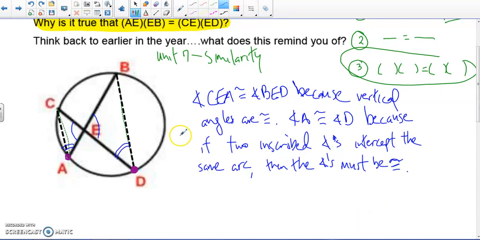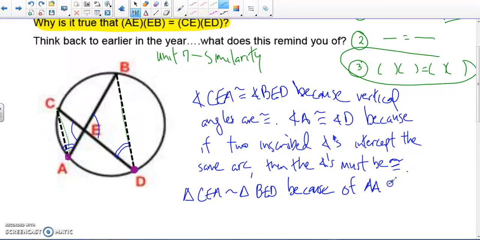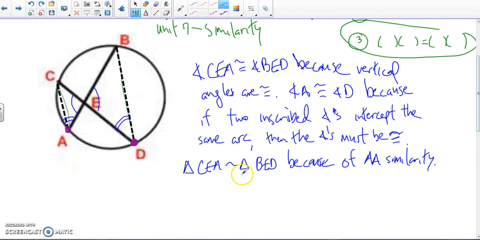So now I'm going to go a little quick here. We're done. We have our two pairs of angles. So now we can prove for a fact that triangle CEA is similar. So we know our symbol for similarity. Triangle CEA similar to triangle BED because of angle-angle similarity. All right, so if you need to pause and slow it down, please do. I'm going to go a little quicker here.